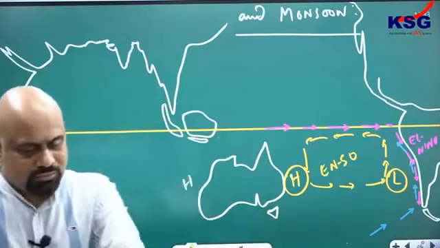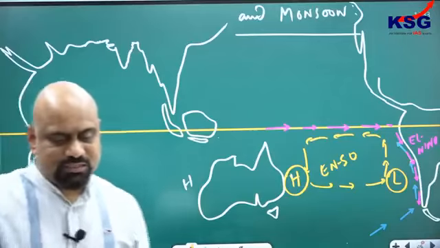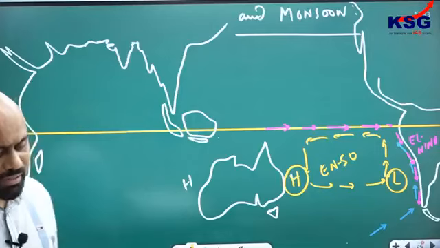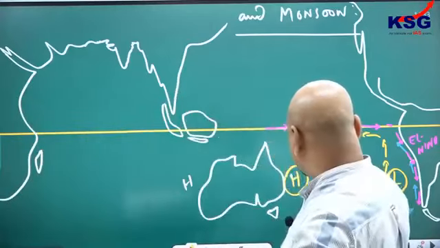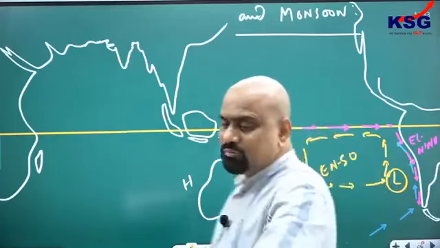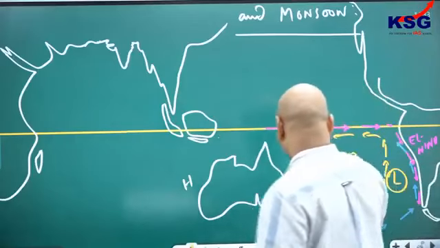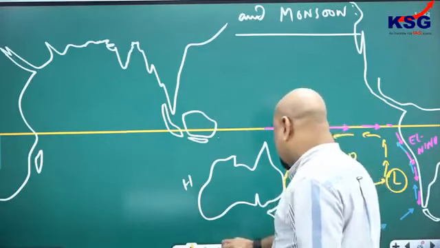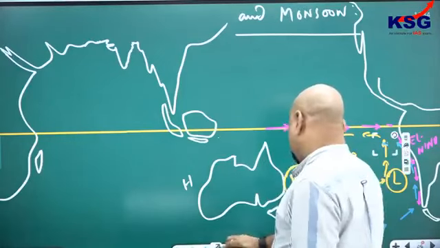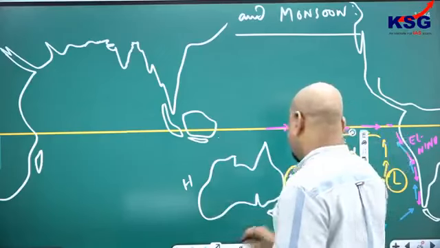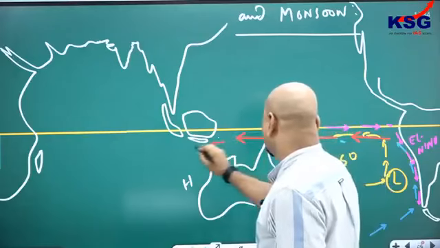In El Niño, this Southern Oscillation happened. Sometimes during this time, the South Equatorial Current became very weak. Because it has become high pressure here, the South Equatorial Current, which is supposed to be there, became very weak. Here, where the South Equatorial Current should be, it became very weak.